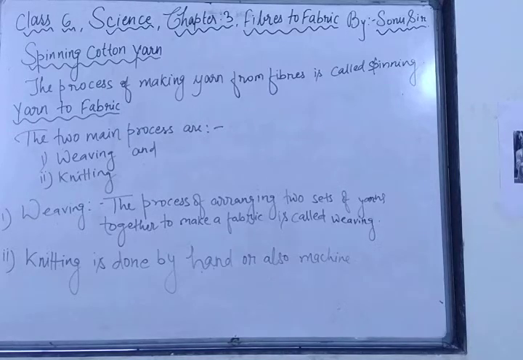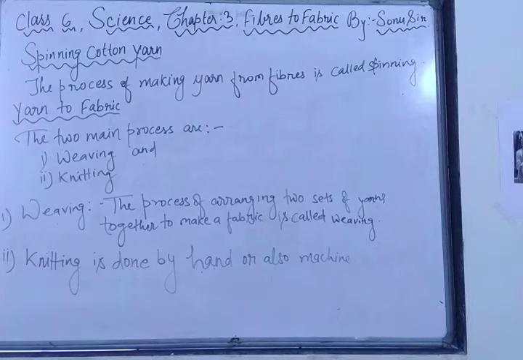It means, first of all, you have to take some cotton. After taking the cotton, what do you have to do? You have to hold it in one hand, and with the other hand, you have to just pull it. So you will see a thread-like structure is obtained. So the process of making yarn from fibers is called spinning. In this process, fibers from a mass of cotton wool are drawn out and twisted. This brings the fibers together to form a yarn.